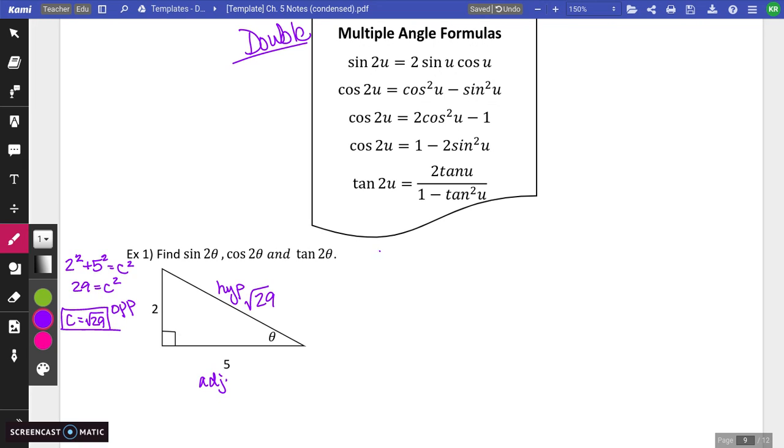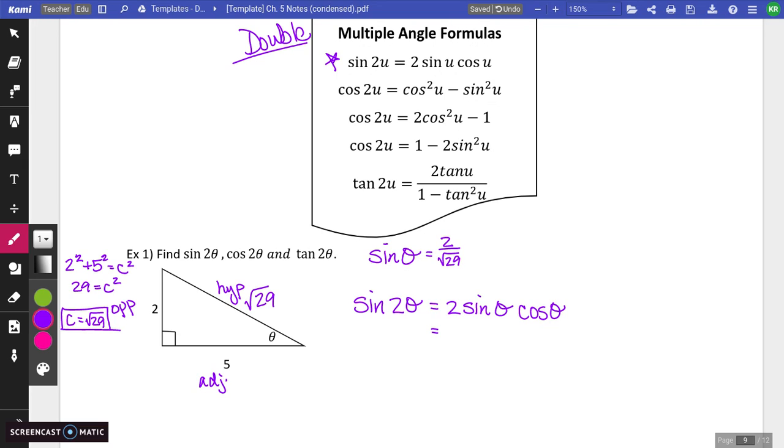Well, you know how to find the sine of an angle. So this would be the opposite over hypotenuse. So 2 over square root of 29. However, in order to find the sine of 2 theta, we need a double angle formula. Okay, so we're going to be using this first one. Sine of 2 theta is 2 times the sine of theta. Well, here, let me write it out first, and then we'll make our substitution. So it'd be 2 times the sine of theta times the cosine of theta.